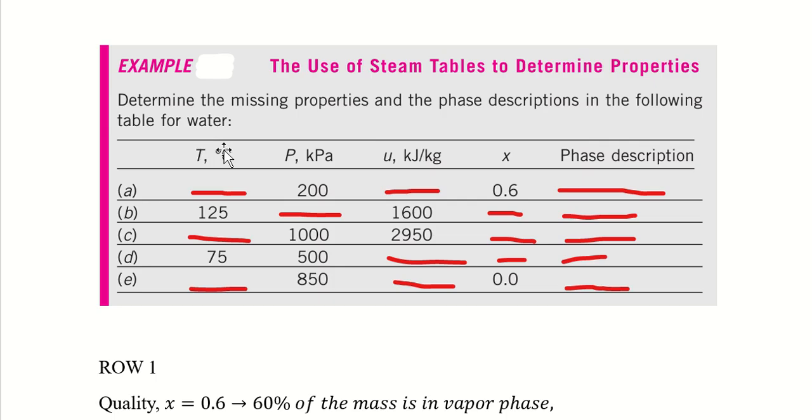We have temperature in degrees Celsius. We have pressure in kilopascals. We have internal energy, actually specific internal energy. How do I know it's specific? Because it's in kilojoules per kilogram, which is a small unit. And we have the quality concept.